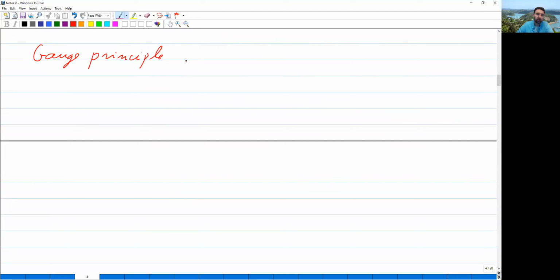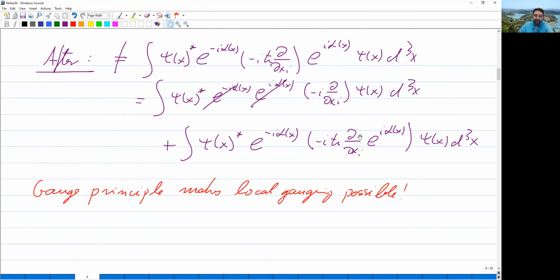The gauge principle makes local gauging possible. Now, how? Well, we look at what kind of term we get from the local gauging. Namely, it's a derivative of this gauge function here. And what is that going to give us?